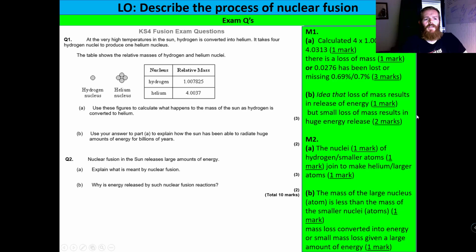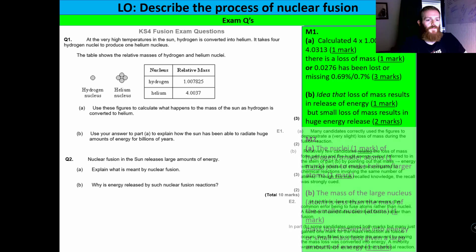Now what I want to show you here is an examiner's report, because these were actual exam questions from an actual exam paper. After the exam papers are sat, the examiners sit down and say, right, how did everyone do on this question and this question and this question? They kind of analyse it. And then they talk about what was common in terms of mistakes, whether students did particularly well or particularly badly on a question. So let's have a quick look at what the examiner's comments were for this.